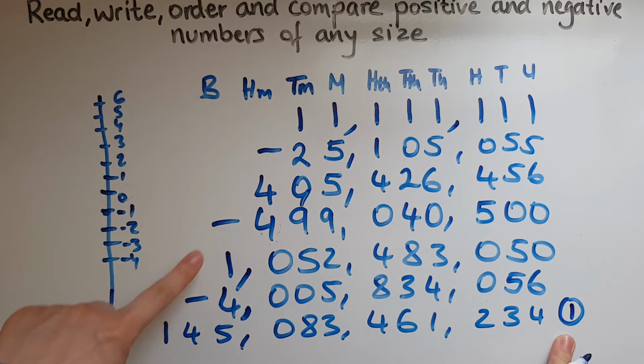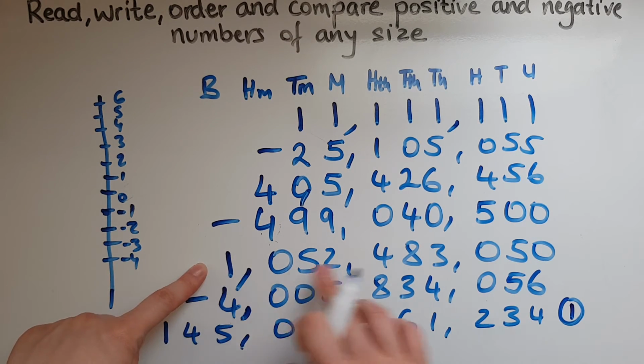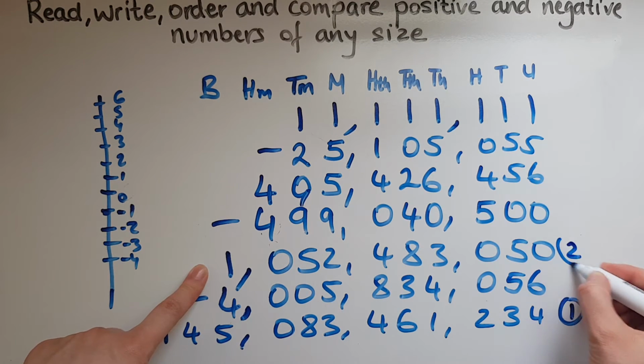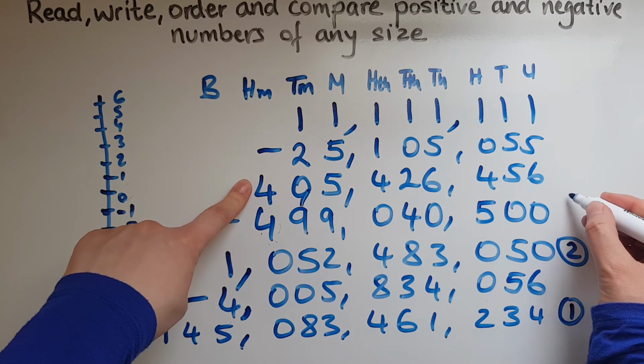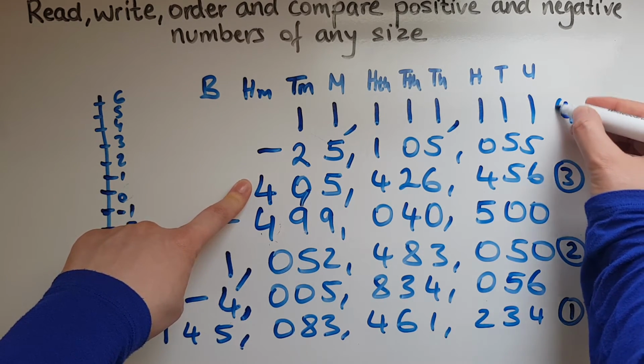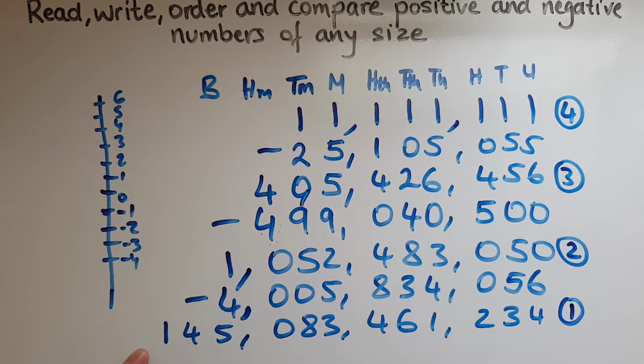Then out of them 3, this one is the next biggest one because it has more digits than the other 2. And this comes next, and that's the 4. So I dealt with the positive numbers first because positive numbers are always bigger than negative ones. Now we'll look at the negative numbers.